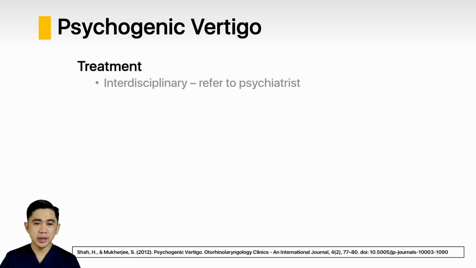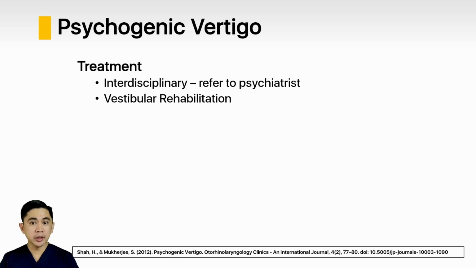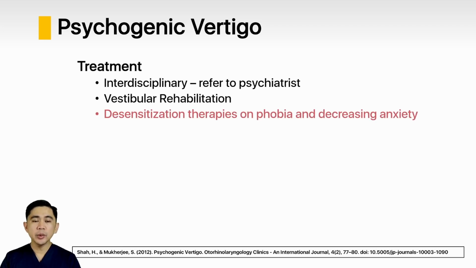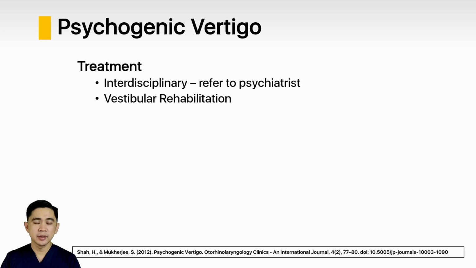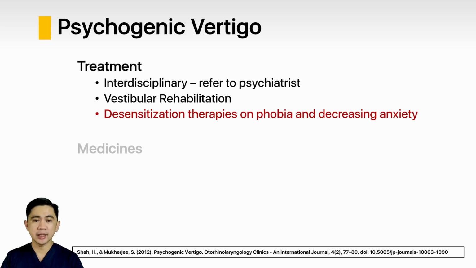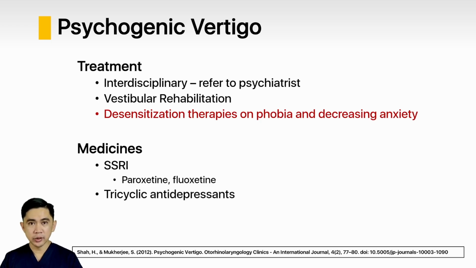Treatment of psychogenic vertigo is interdisciplinary. We first refer to a psychiatrist. We also advise vestibular rehabilitation to patients with persistent psychogenic vertigo. It will greatly help them. And we advise desensitization therapies on phobia and decreasing anxiety. Medicines, we can give them SSRI or selective serotonin reuptake inhibitors like paroxetine and fluoxetine. We can also give tricyclic antidepressants. We can also give benzodiazepines.